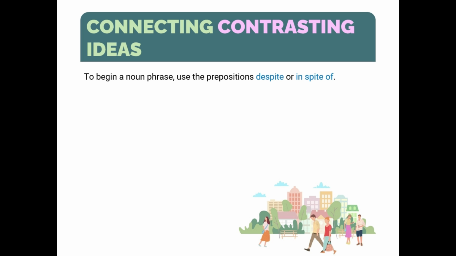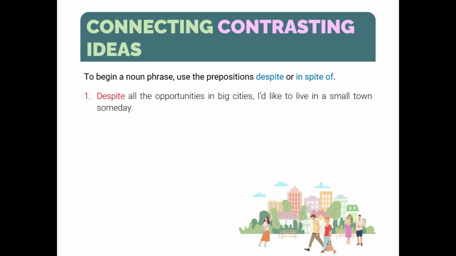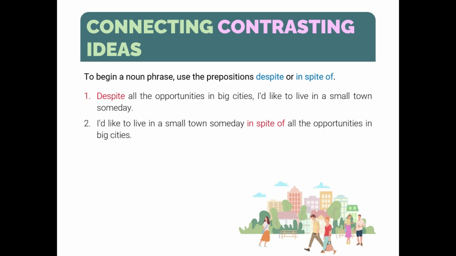Now, to begin a noun phrase, use the prepositions despite or in spite of. For example, number 1. Despite all of the opportunities in big cities, I would like to live in a small town someday. Number 2. I would like to live in a small town someday in spite of all of the opportunities in big cities.